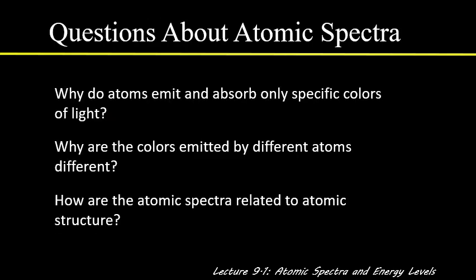All right. So that leads us to a bunch of questions. Why do atoms emit and absorb only specific colors? You saw that hydrogen, for example, only has four colors. I think there's a red, a blue, a green, and a purple. It emits only those specific colors and no others. Why is it that different atoms emit different colors? And how are these spectra related to the structure of the atoms? All right. So we're going to look at that with the Bohr model. That's what we'll look at next.